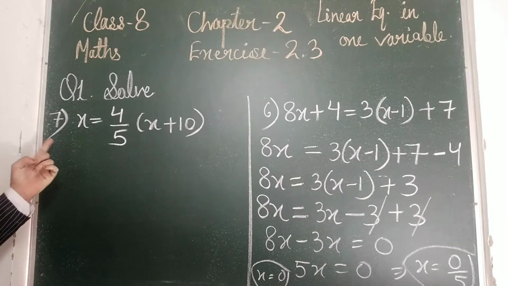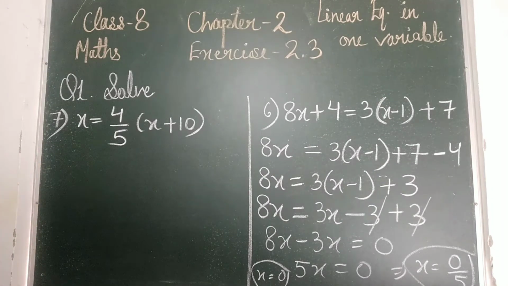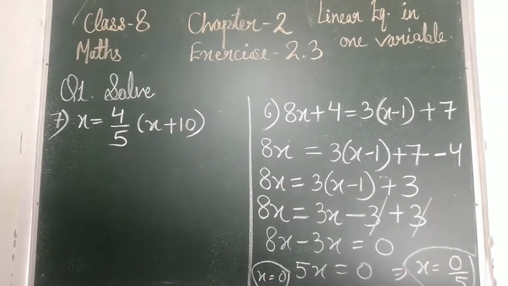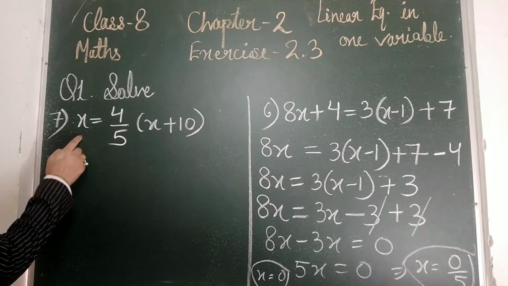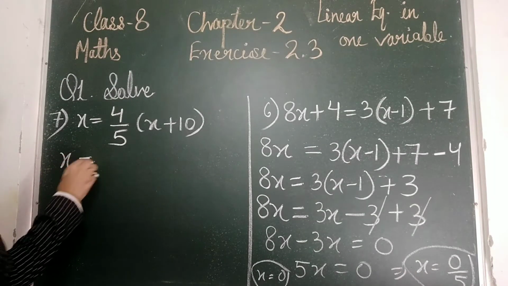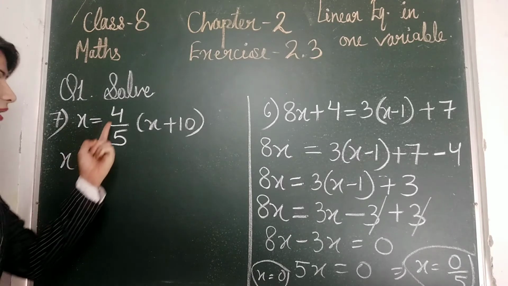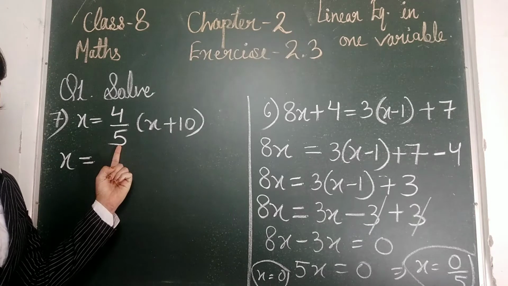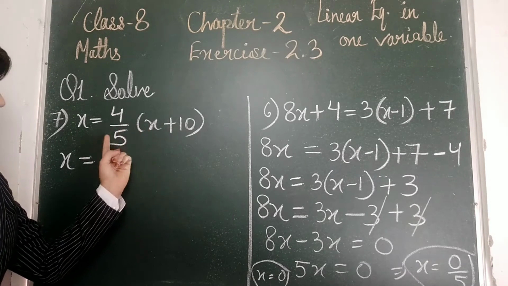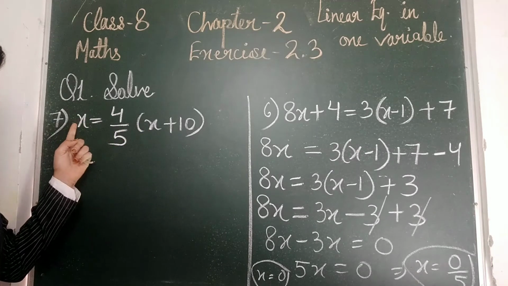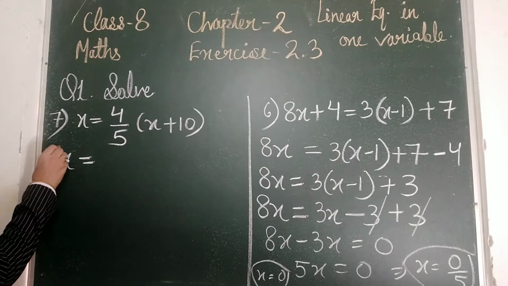Now look at the seventh question. What is our seventh question? The seventh question is similar. Okay, x here stays as it is. Now 4 upon 5, what you have to do here, 4 upon 5 is in the form of multiplication, right? So 5 will transfer to that side, it will become the numerator.